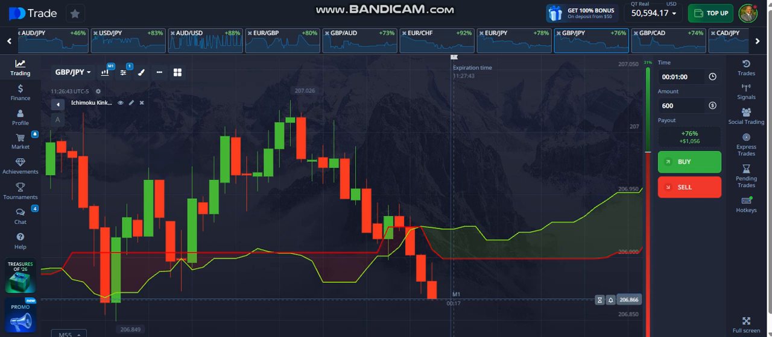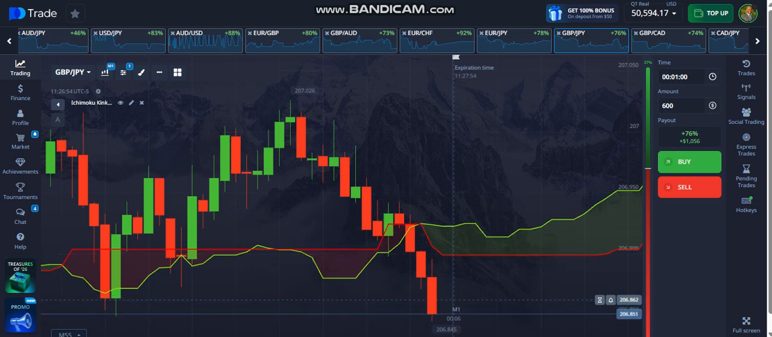And so I'm going to continue to use this strategy over the next few days to see how consistent it is. Like I mentioned before, a trader mentioned that he had bought this strategy for $5,000 from a previous trader.